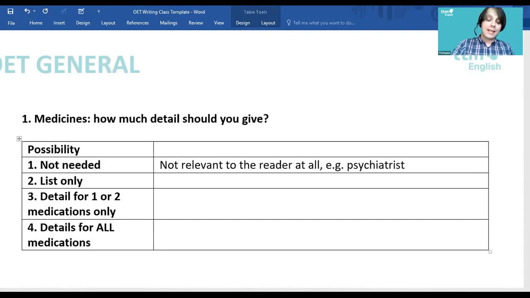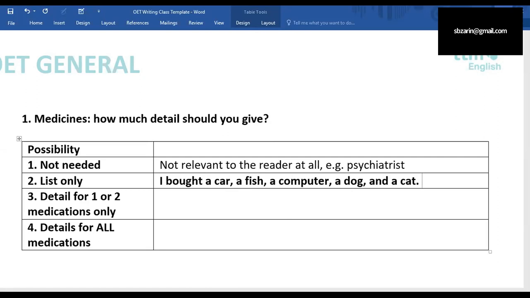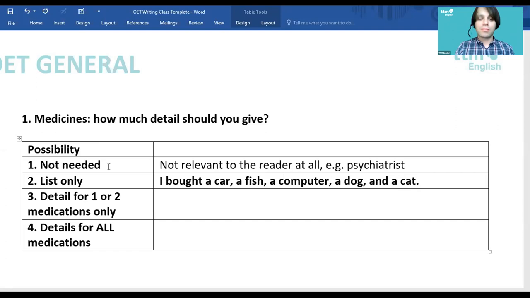A list is like this. I bought a car, a fish, a computer, a dog, and a cat. Name only. I'm not saying how much the car cost, am I? I'm not giving the details of how much the car is or what type of fish it was, right? I'm just listing. And it's the same for OET medication, all right?